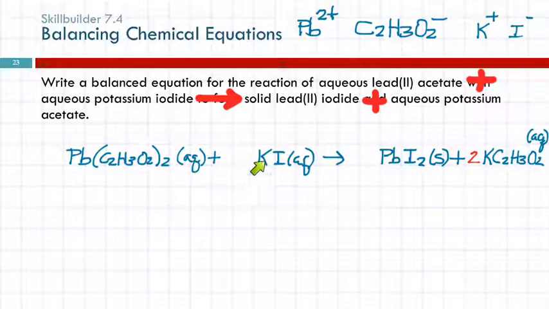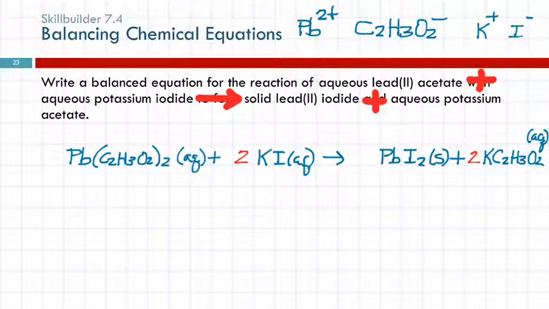Next up is potassium. There's 1 K here. How many Ks over here? 2. So I need to put a 2 in front of KI. I can't change the formula. I can only put coefficients. So now I've got 2 Ks, and how many I's? 2 I's and 2 I's.